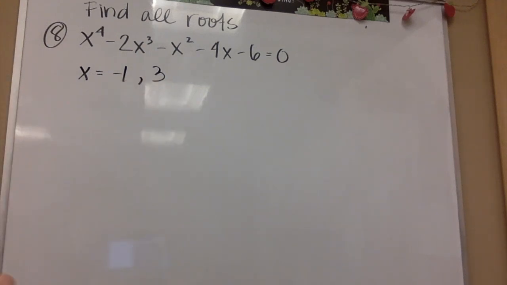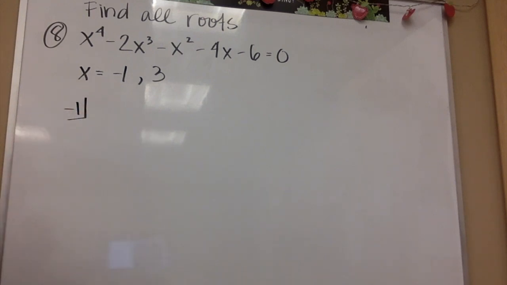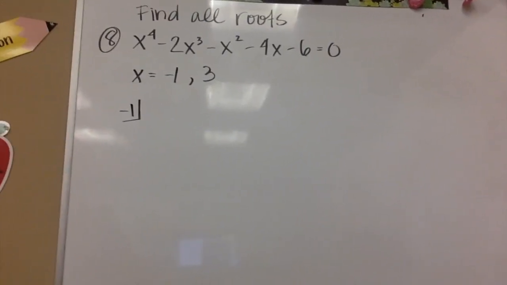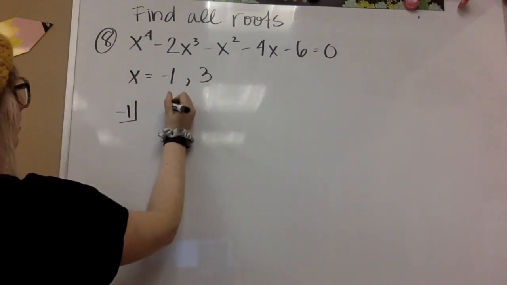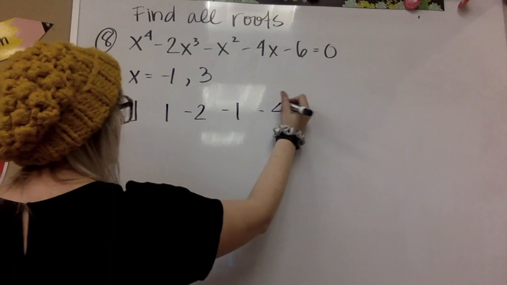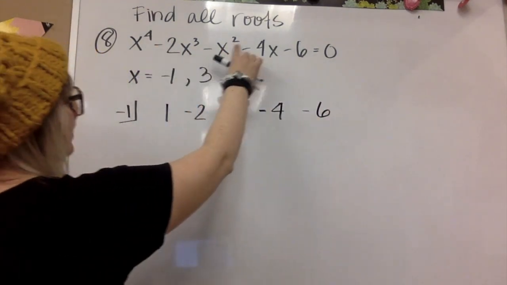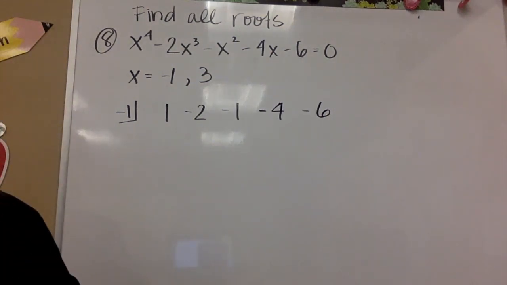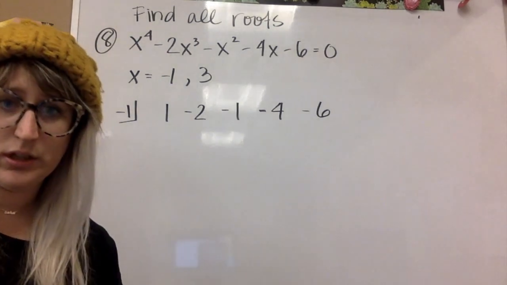and I'm going to start using synthetic division. So I put negative 1 in my little magic box. All right? Okay, and I'm going to take all these coefficients. So I got 1, negative 2, negative 1, negative 4, and negative 6. So notice how my exponents are in descending order, 4, 3, 2, 1. There's no blank space in here where I'd have to put in a 0 as a placeholder.